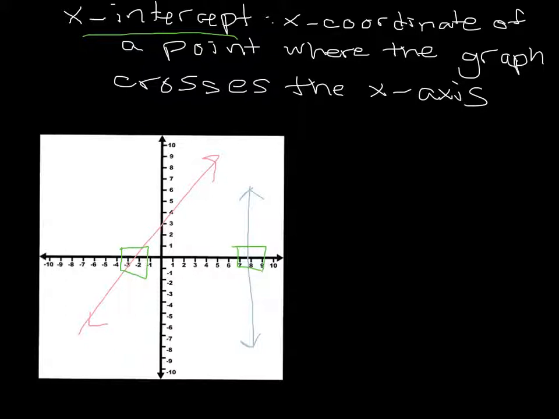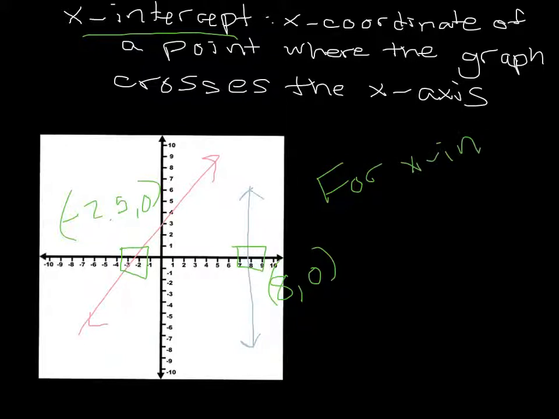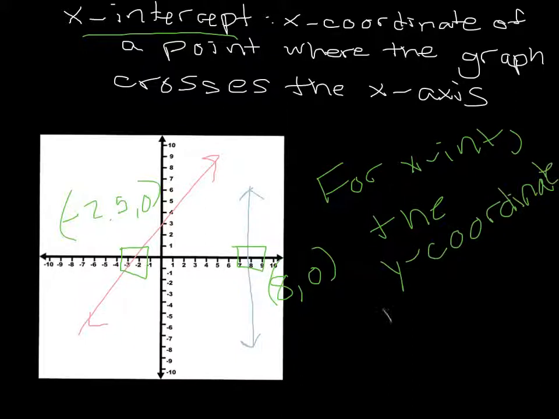And so if we take a look at the points, this point is about negative 2.5, 0, and this x-intercept is about 8, 0. We know it's not perfect, but graphing's not always perfect. What we notice in both of these is a pattern that the y-coordinate is always 0. So therefore, for x-intercepts, the y-coordinate is always 0.